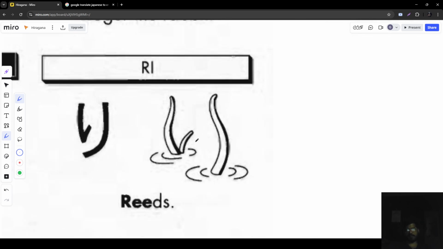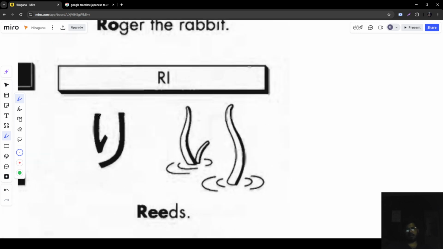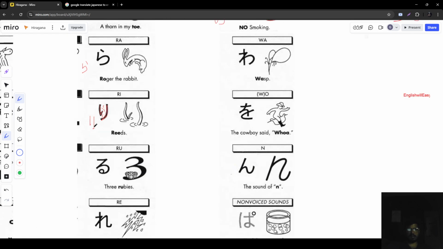The next one is re. Don't remember it as reeds, remember this as a river. So this is one river bank, this is another river bank, and the river flows from here. Alright, so that will be an easier part. So this is re.